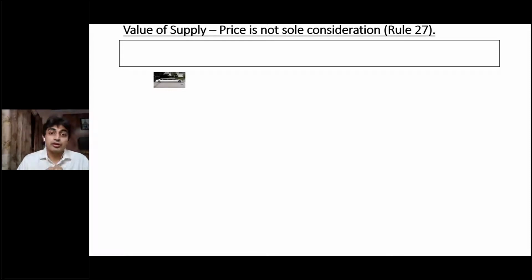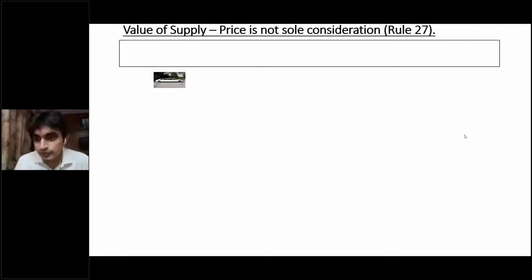Okay. Now next it comes rule 27. Now मैंने दो condition बोली थी transaction में. There were two conditions. Value of supply is transaction value when supplier and recipient are not related, and second was what? Price is the sole consideration. Yani only and only monetary consideration. There is nothing else. Now say this. If suppose price is not the sole consideration, then what shall be the value of supply?